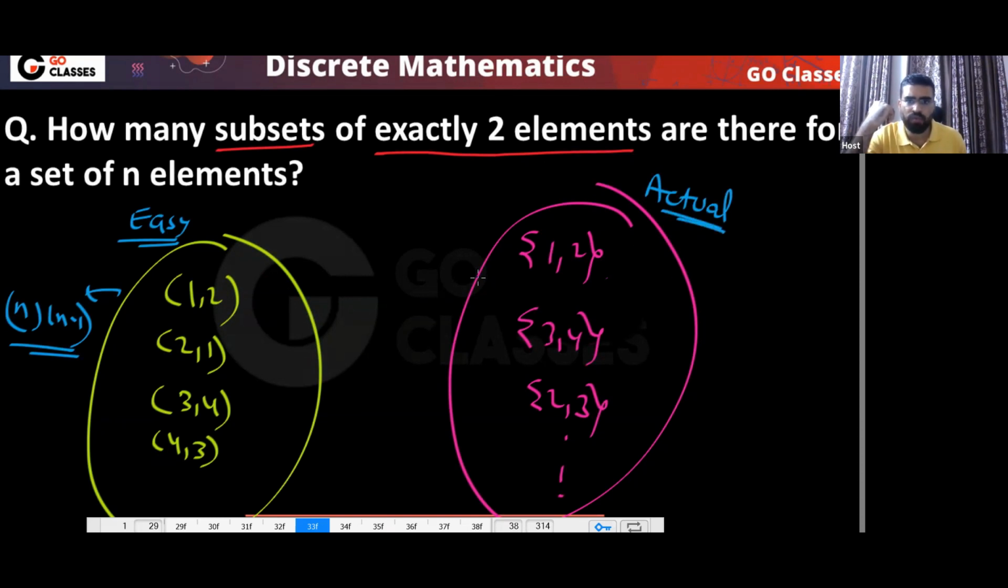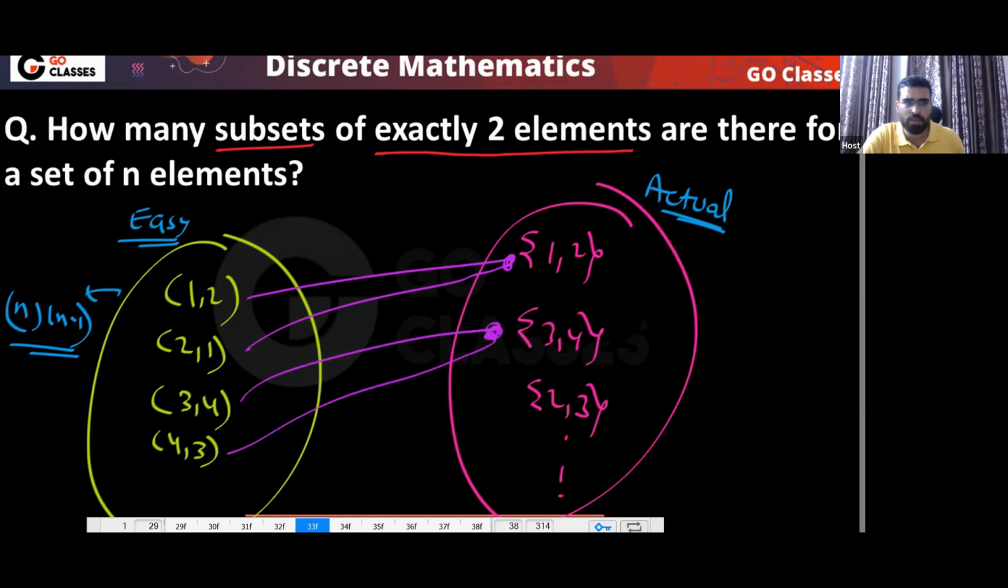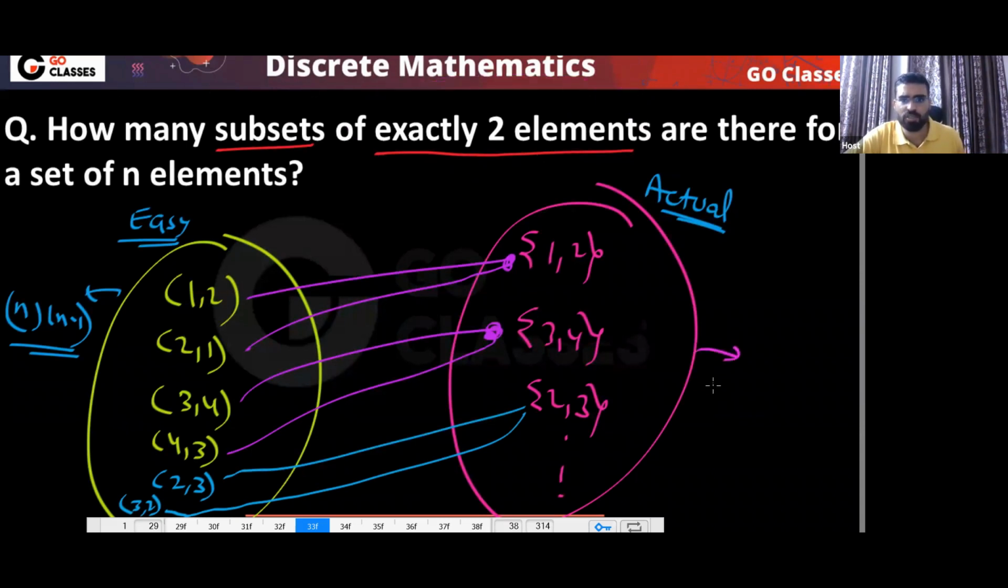So what you can do to find the answer, very simple. These two things you can think as same. So every element has two preimages. What is the preimage of 2, 3? These will be the preimages of 2, 3. Is it clear? So finally, how many subsets of two elements can you create? That will be n into n minus 1 by 2, because you are getting a 2 to 1 correspondence.